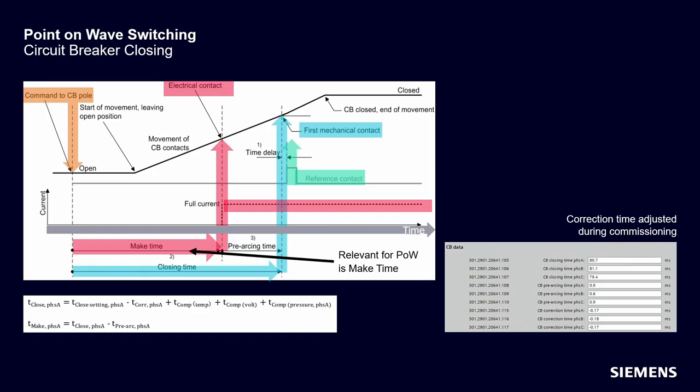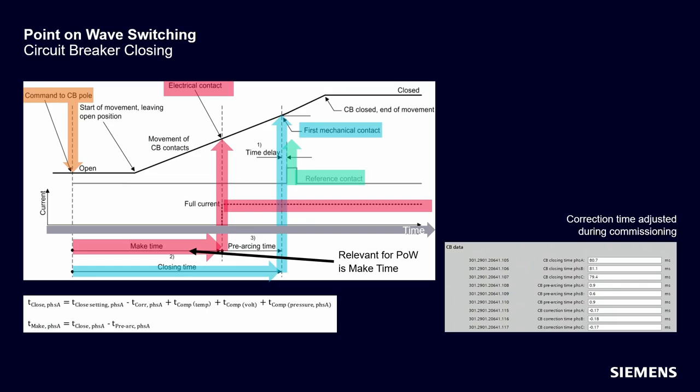On the diagram, you can see the red arrows. This is the measured make time. It is the time from issuing close command until first electrical contact. First electrical contact is measured either with voltage or current on the load side. Later I will explain where you can set the threshold.